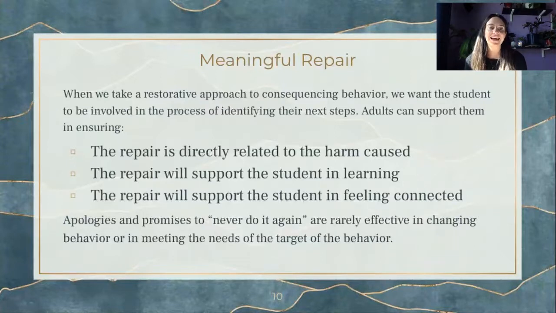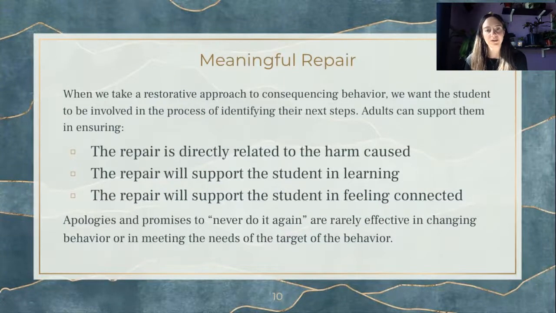There are two things I actively avoid when I'm supporting a student in identifying next steps, and those are apologies and promises to never do it again. Unlearning behavior is hard. Promising to never do it again sets up both the student and myself to be disappointed and frustrated if it does happen again. I also prefer not to have students apologize, or at least to have that coupled with some sort of actionable next step that shows their remorse for the behavior.